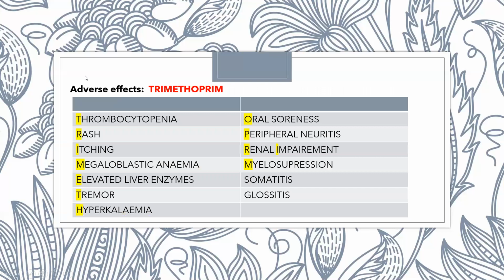And mode of elimination is that the drug gets metabolized in the body and is eliminated through the kidney. Coming to its adverse effects, trimethoprim is the mnemonic that you'll have to remember. This particular drug causes adverse effects like thrombocytopenia, rash, itching, megaloblastic anemia, elevated liver enzymes, tremor, hypokalemia, oral soreness, peripheral neuritis, renal impairment, myelosuppression, stomatitis, and glossitis. And because megaloblastic anemia is there, we tend to see stomatitis and glossitis.